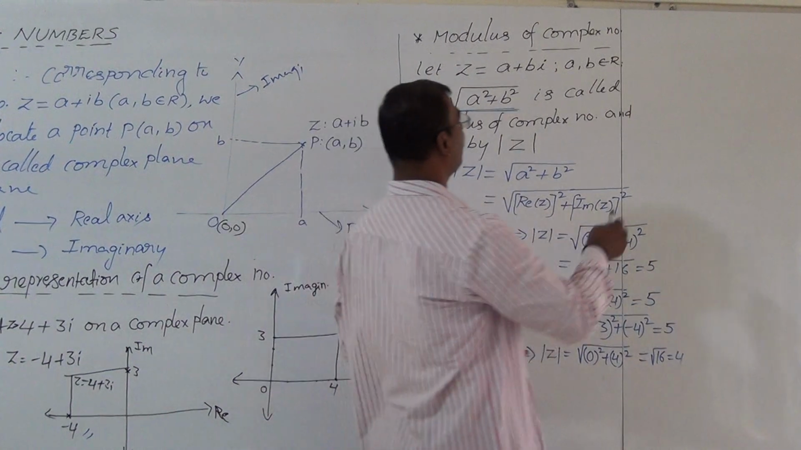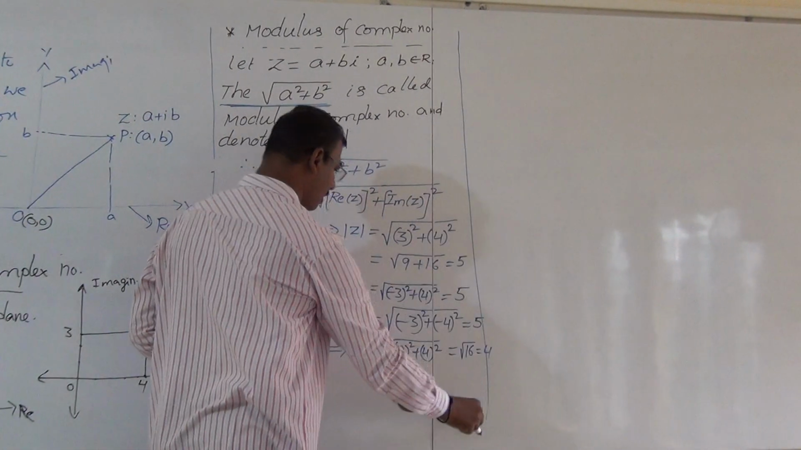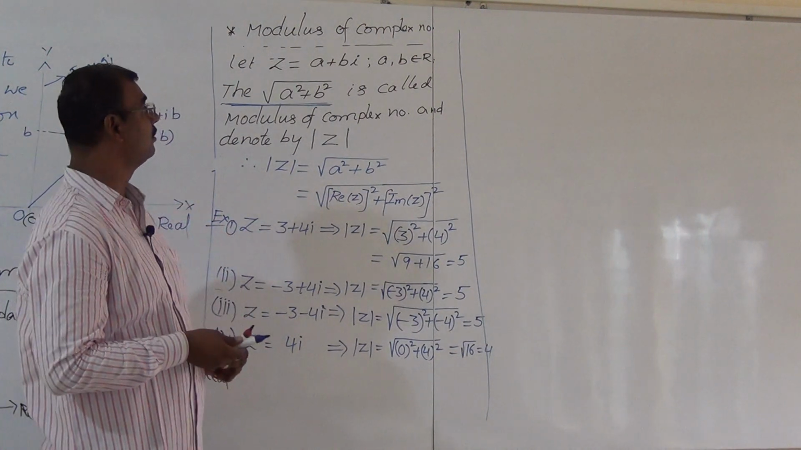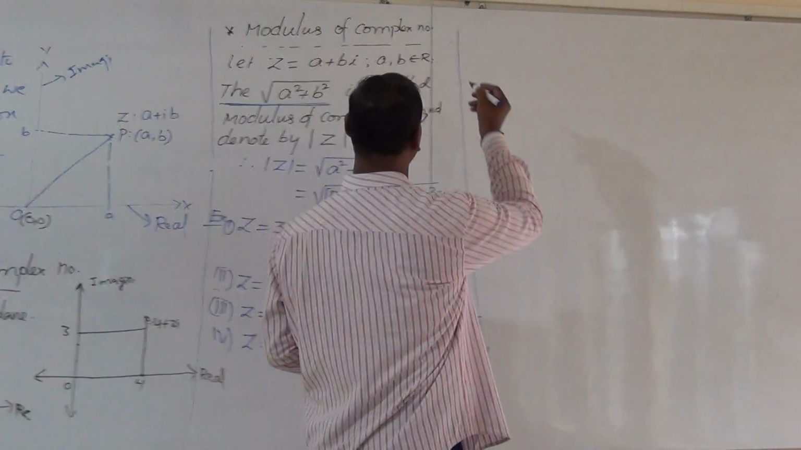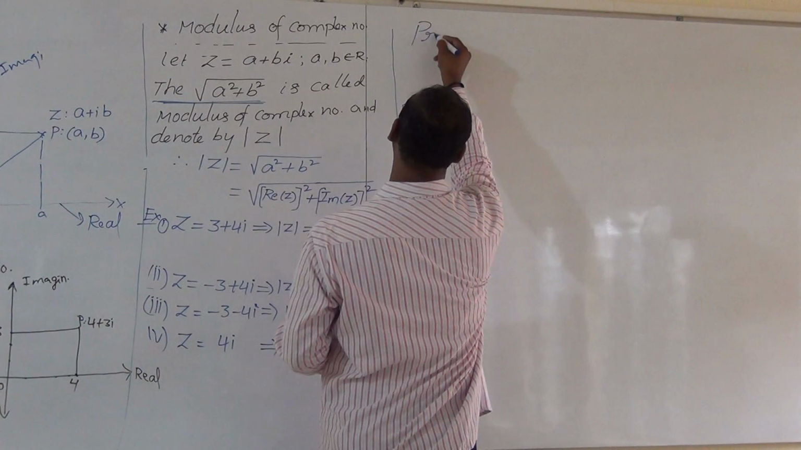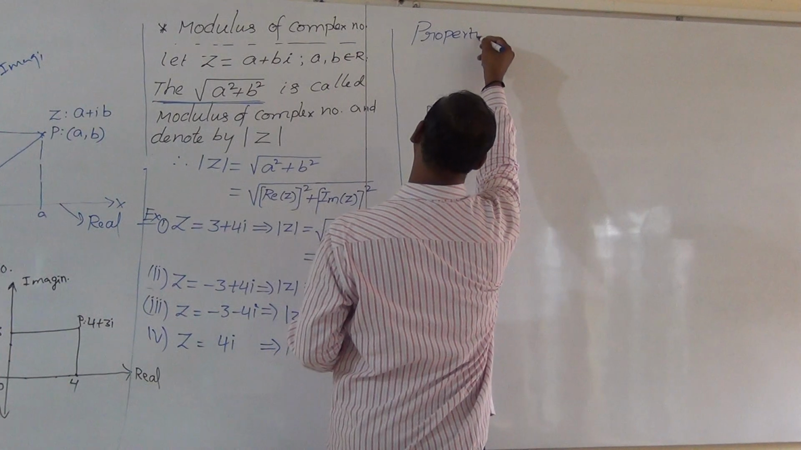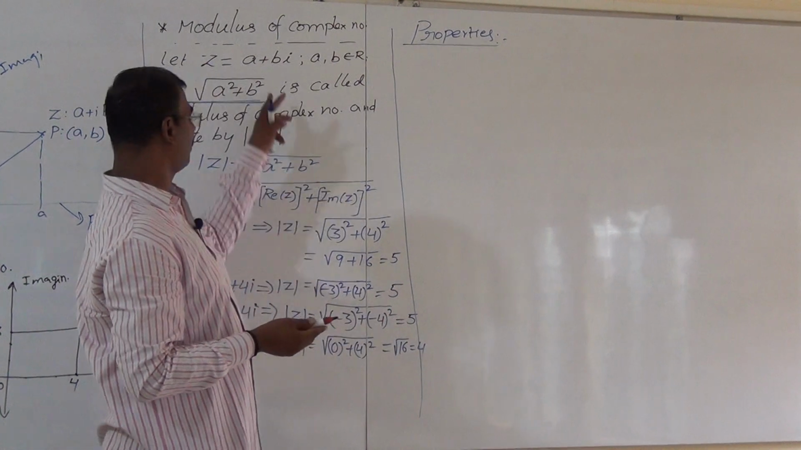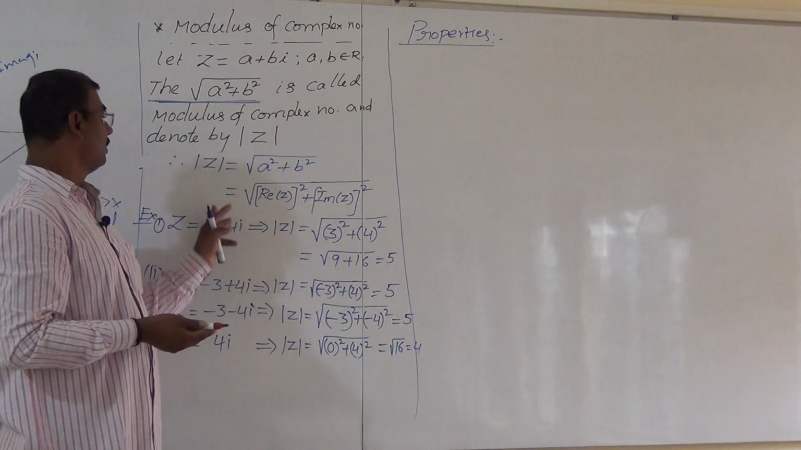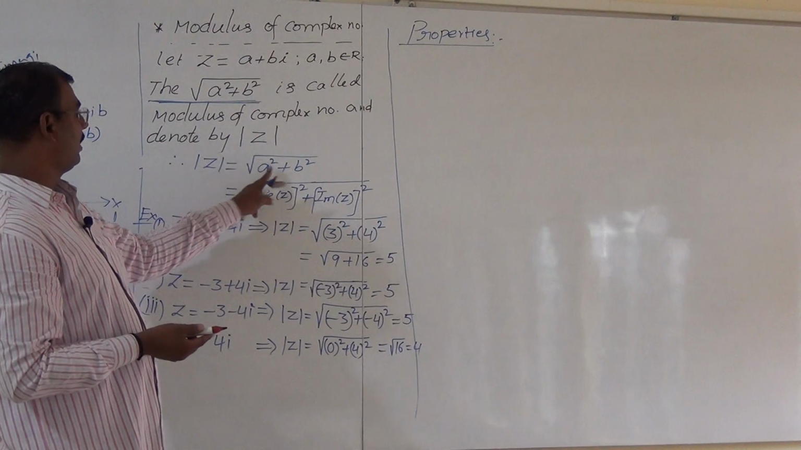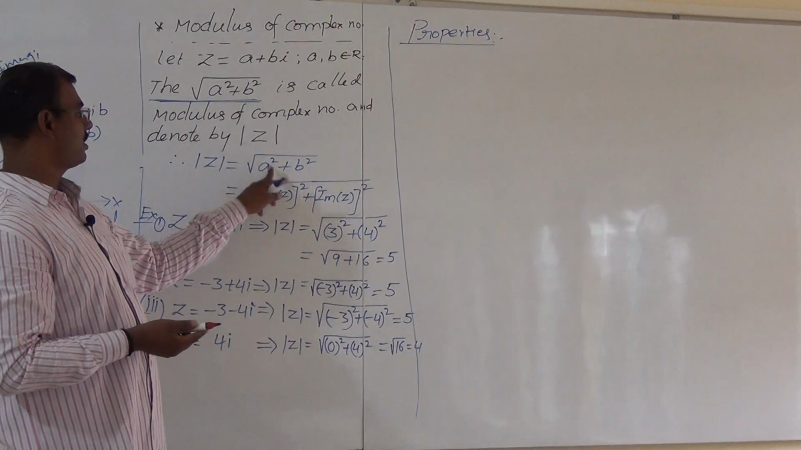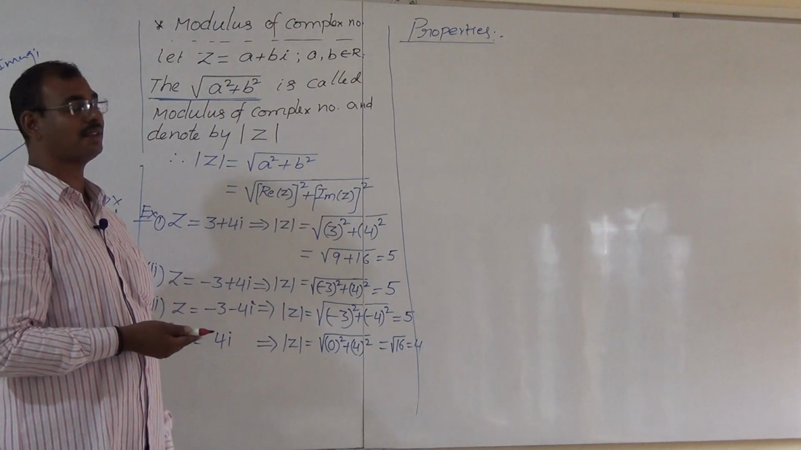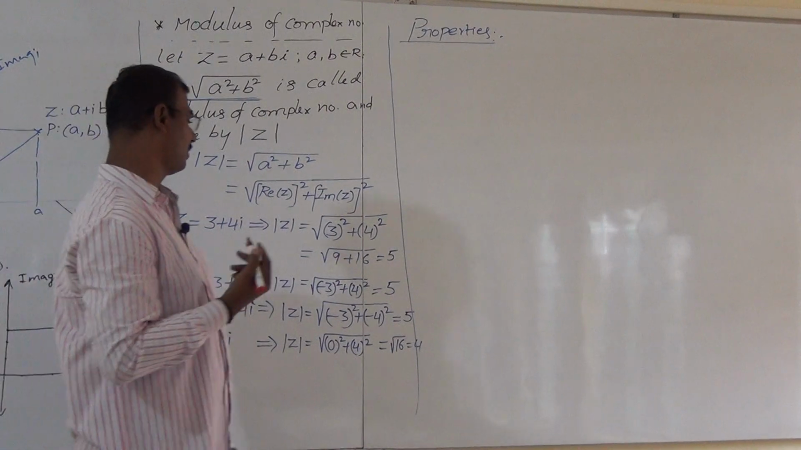Now based on this, we have the properties. Whenever you know the properties, you can easily solve the questions at entrance level. So what are the properties of modulus? Remember, all of you. Here, always keep in your mind, mod z is equal to square root of real part of z whole square plus imaginary part of z whole square.